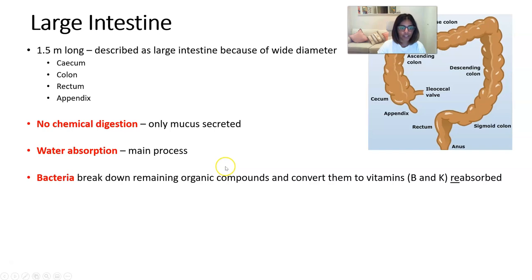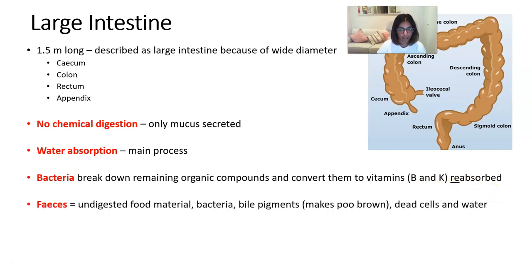Bacteria is found here that helps to further break down these organic compounds that have made their way through here, and it converts them into the vitamins which are reabsorbed into the body. Anything that is undigested will become feces. These are food materials that have not been digested, bacteria and bile pigments, dead cells and water.